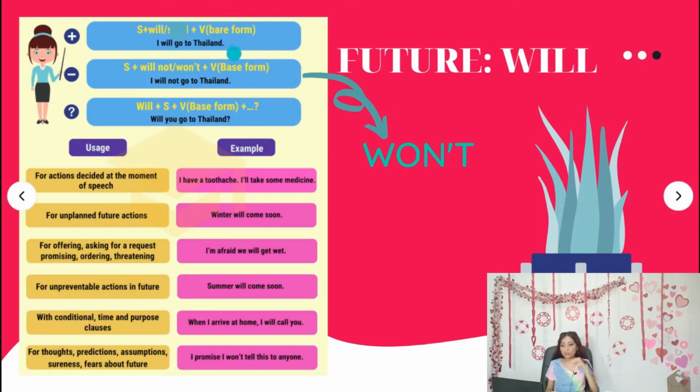I will go to Thailand, okay? Noticing here that we start with the subject, I. Next to it is going to be will. And next to it is going to be the verb. In this case, I used go. And the rest of the sentence: I will go to Thailand.